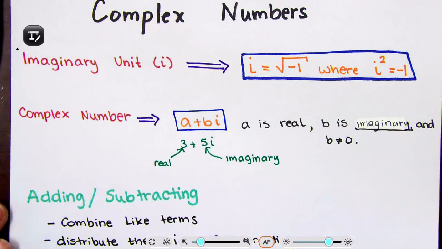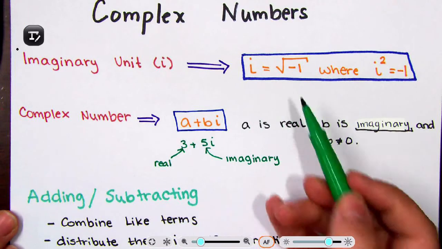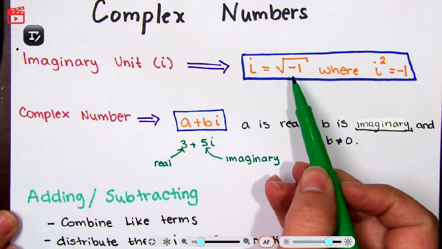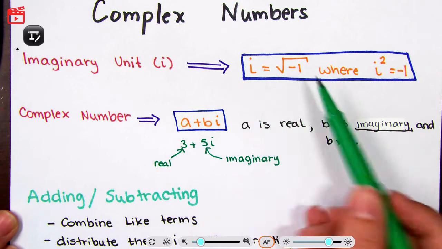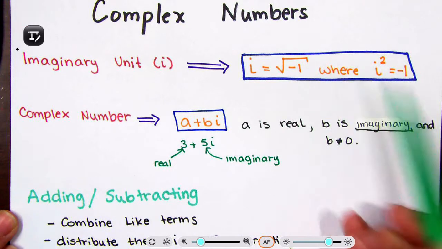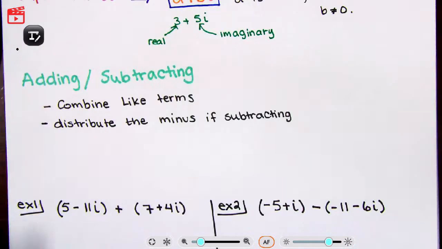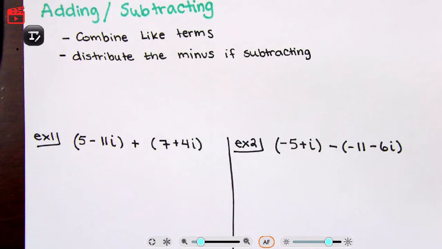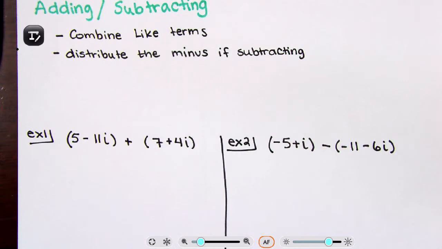Before we do that, just a quick reminder of your imaginary unit, i. Anytime you get a square root of -1, that equals i. Anytime you get i squared, that equals -1. So you will be using these conversions. When you are adding and subtracting complex numbers, you are going to treat i as a variable. As in, if it were x, if you had 11x and 4x, how would you combine them?